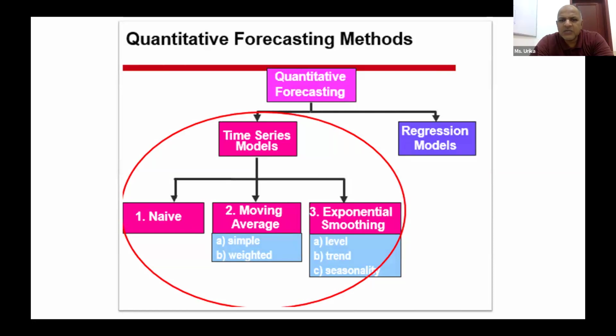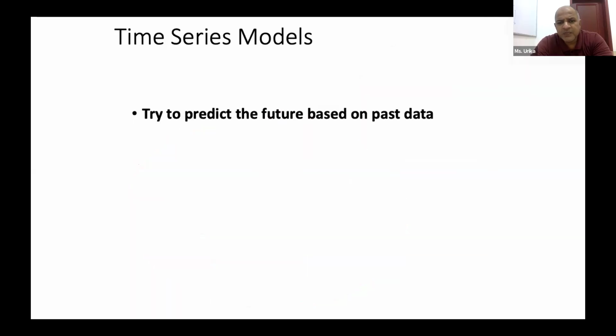We are going to discuss time series models under three headings: naive method, moving average, and exponential smoothing. These are the three methods coming under the quantitative approach. The last one is the regression method, but we have to focus on time series here, on moving average, exponential smoothing, and also the naive approach. What are these? We will understand one by one.